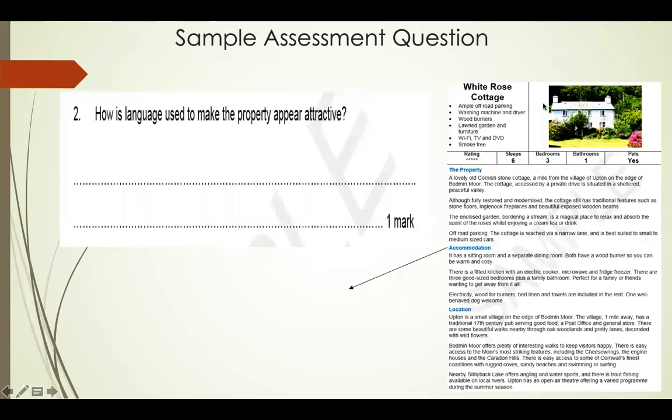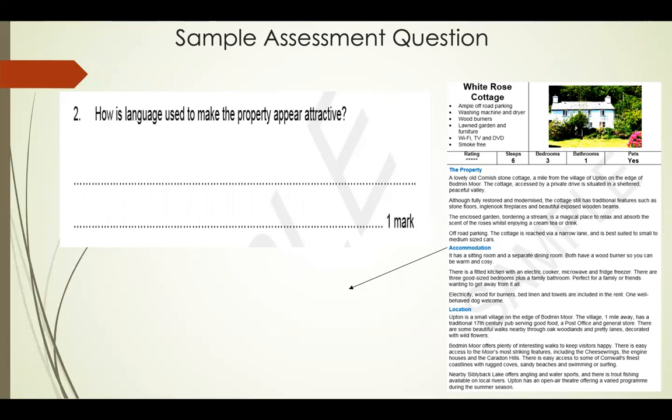So we have a sample assessment question. So it reads the following. How is language used to make the property appear attractive? Okay, so you have a text on the right-hand side. I want you to pause the video, skim and scan, and then I want you to answer the question on the left-hand side. Now, the question, for your information, is not an actual GCSE question.